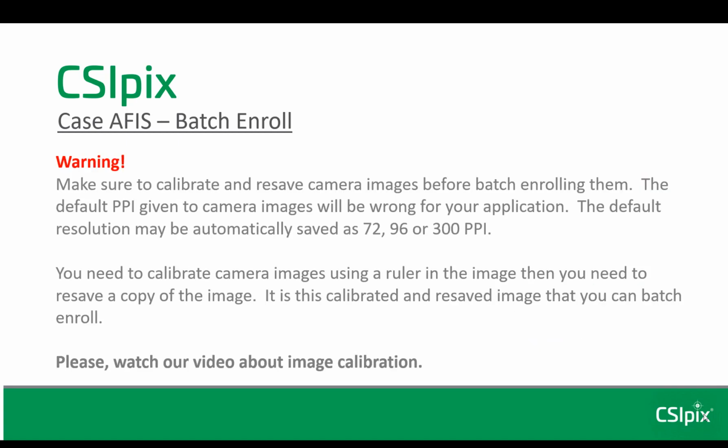Make sure to calibrate and resave camera images before you batch enroll them. The default PPI given to camera images will be wrong for your application. The default resolution may be automatically saved as 72, 96, or 300 ppi, depending on the make of the camera. You need to calibrate camera images using a ruler in the image, then you need to resave a copy of the image. It's this calibrated and resaved image that you can batch enroll.